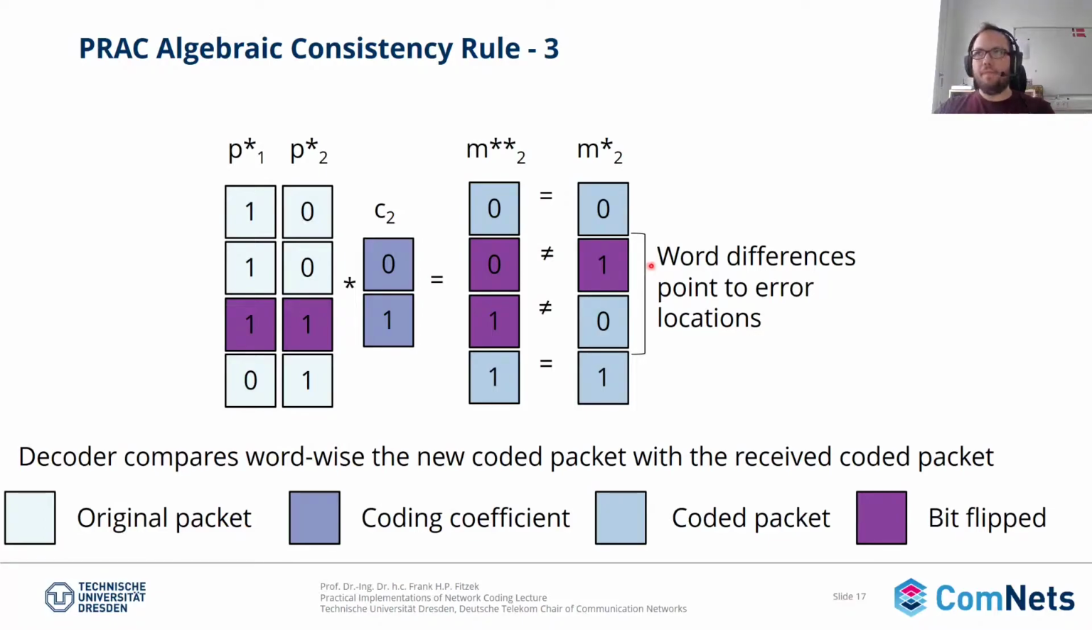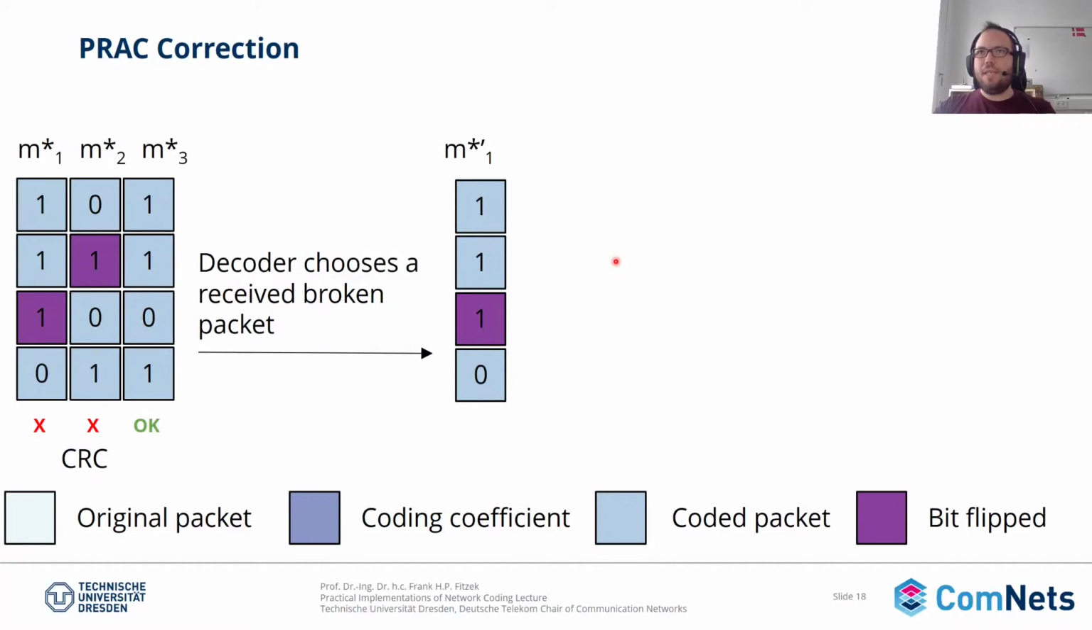So, to continue, now the decoder knows that the errors are in this region. In these packets, M1 star and M2 star, the decoder knows that there are errors because the CRC failed, and now it has a region where it knows the errors are, and that region is these four symbols, because that's what the algebraic consistency rule told it.